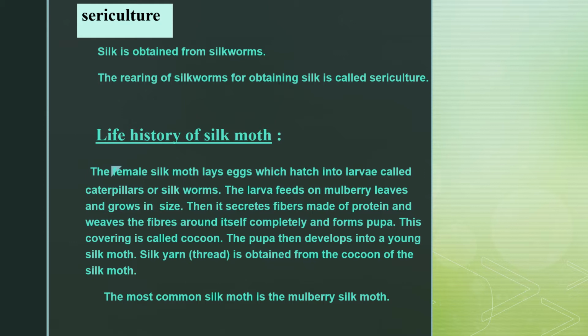The female silk moth lays eggs which hatch into larvae called caterpillar or silkworms. The larvae feeds on mulberry leaves and grows in size. Then it secretes fiber made of protein and weaves the fiber around itself completely and forms pupa. This covering is called cocoon. Pupa then develops into a young silk moth. The silk thread is obtained from the cocoon of the silk moth. The most commonly used silk is the mulberry silk.